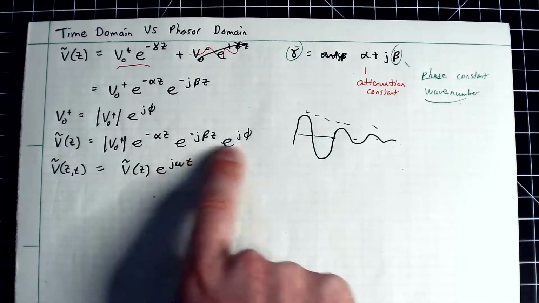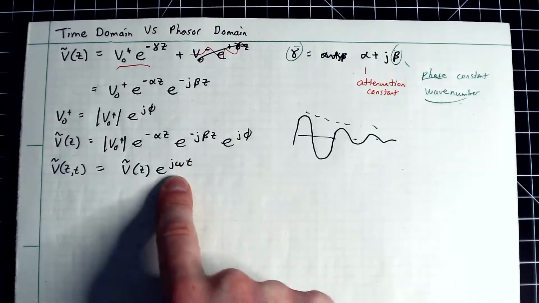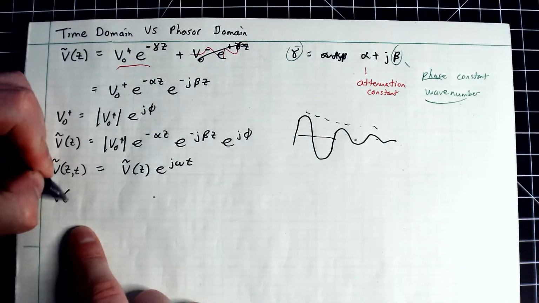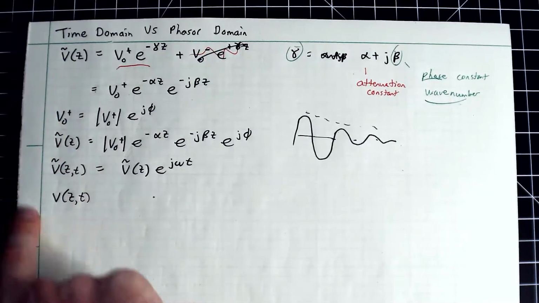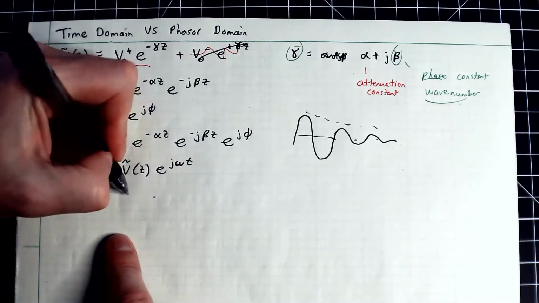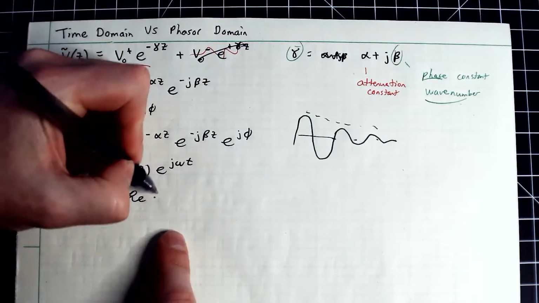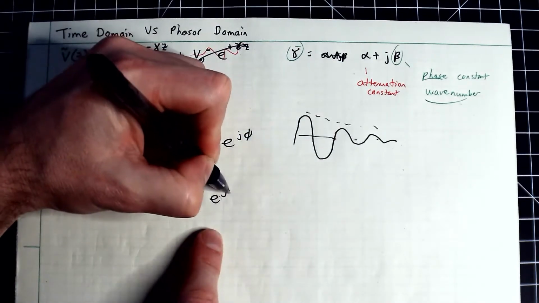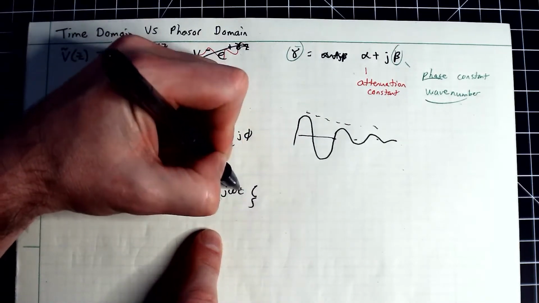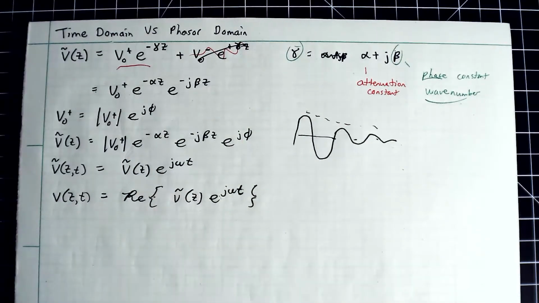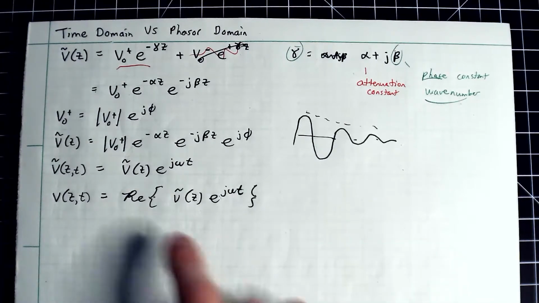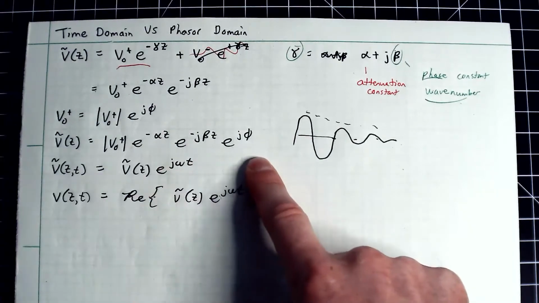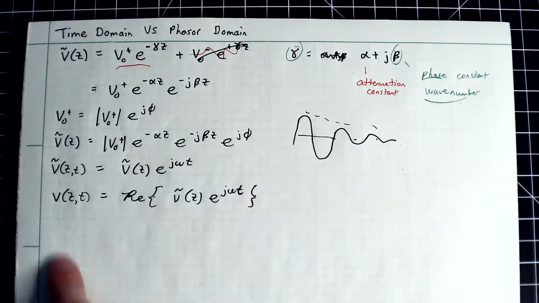However, we're still using all these complex exponentials here, and I need to get rid of all my complex numbers somehow. So to go into the true time domain, v of z comma t, without the tilde, I'm just going to take the real part of v of z e to the j omega t. Hopefully this is still review, but it's a good refresher to remind ourselves how all this stuff works. You look at all these complex exponentials here, and I'm just going to apply Euler's identity.